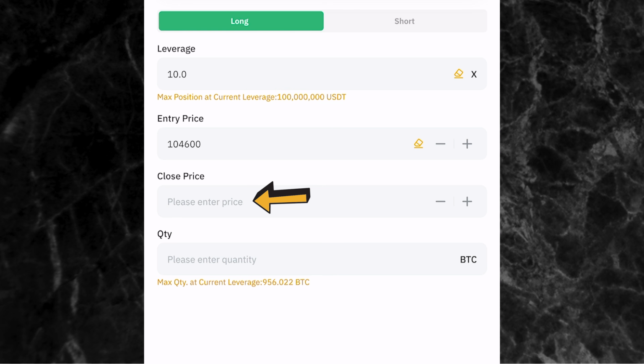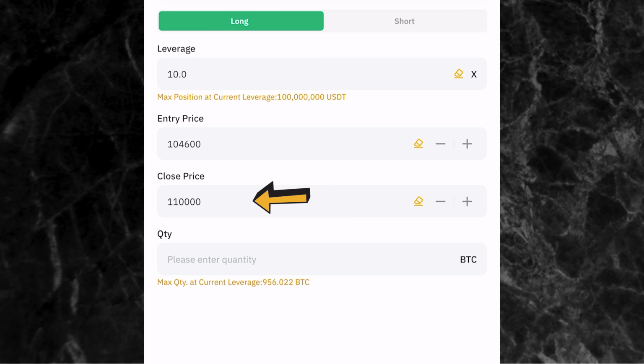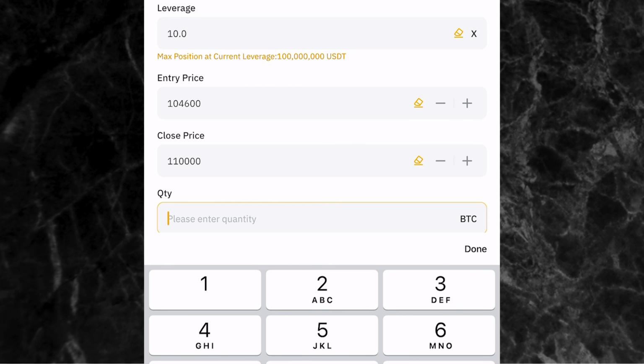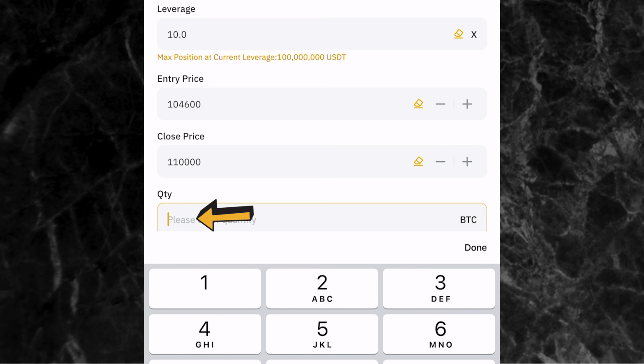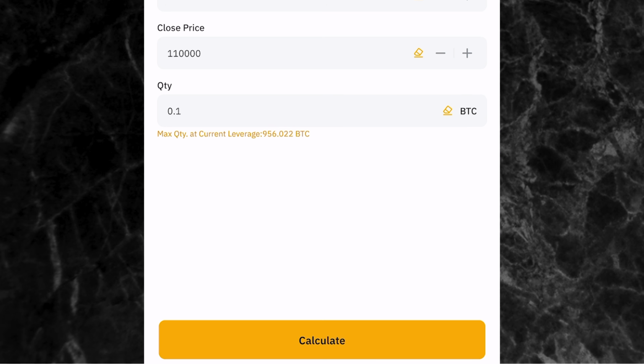And then the close price. So what price do you want to take your profit at? Let's say I want to take my profit at $110,000. I'll just put it right there. And then you enter the quantity of BTC you want to use to trade. Let's say, for example, I want to trade with 0.1 BTC. So 0.1 BTC right now should be about $10,000. Once you put that, just click on calculate.